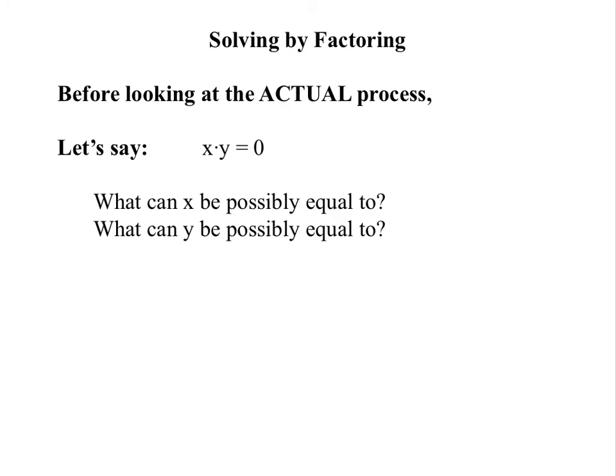If we had x times y equals 0, which is a total situation outside of the parabola stuff, we know that for this to happen, x can be 0, because then you'd have 0 times y, or y can be 0, so that you would have x times 0 to equal 0. So x might be 0, y might be 0.